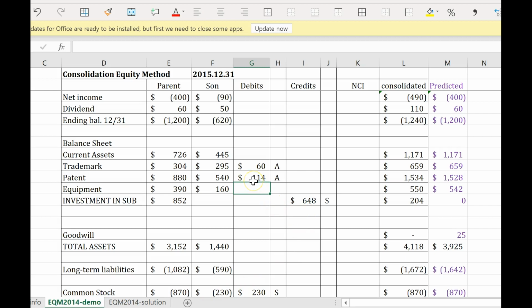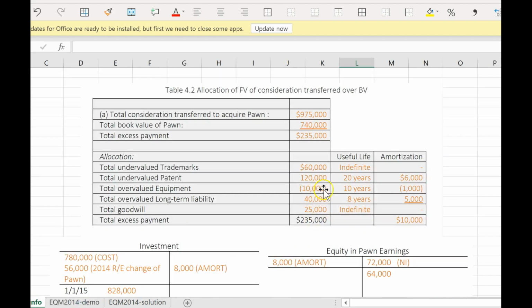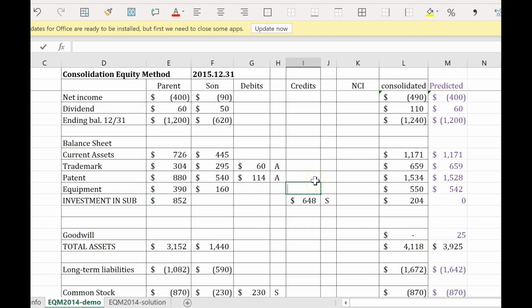So that's 114. For the equipment, it's the same thing, but equipment is overvalued, so it would be the 10,000 minus the 1,000, so it's 9,000 adjustment for the overvaluation of equipment. Finally, goodwill 25. Okay, this is my A entry.